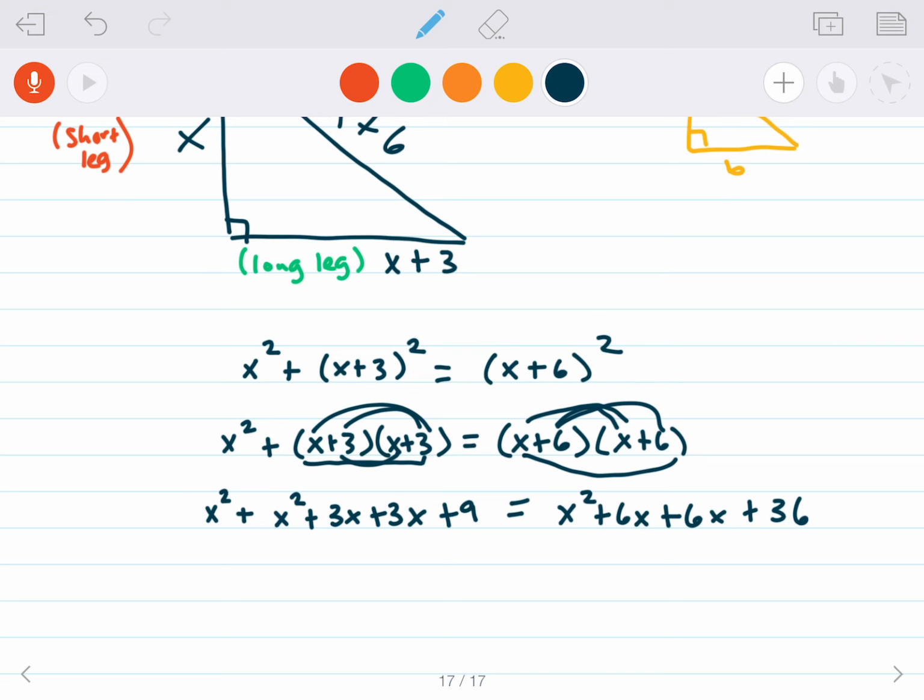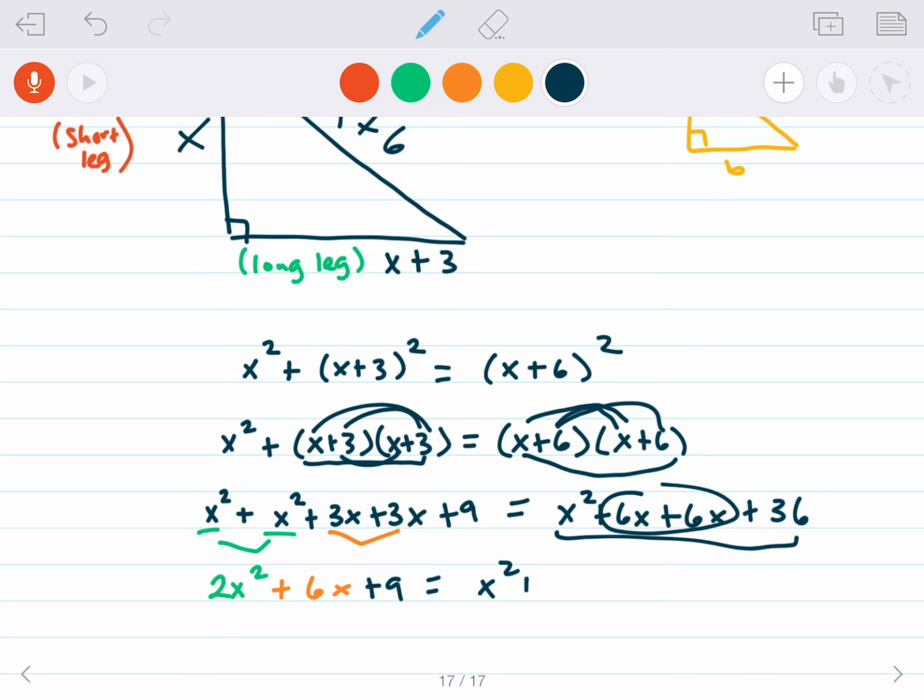All right, let's go ahead and combine our like terms. Here, 1 of something plus 1 of something is 2 of something, 2x squared. And then positive 3x and a positive 3x makes a positive 6x. Positive 9 can't really go anywhere, so we just carry that down. And then over here, we get x squared, 6x and 6x makes 12x, and then we can't really do anything.